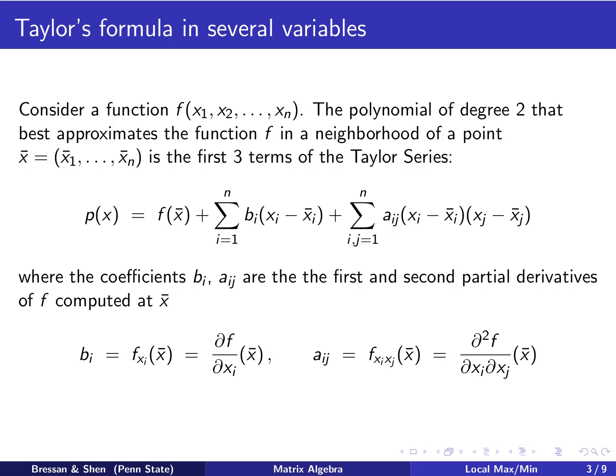aij equal to the second partial derivative of f with respect to xi, and then with respect to xj, evaluated at x bar. To avoid writing this huge expression, we will write f and then subscript with xi, xj to mean that. So this is a notation.